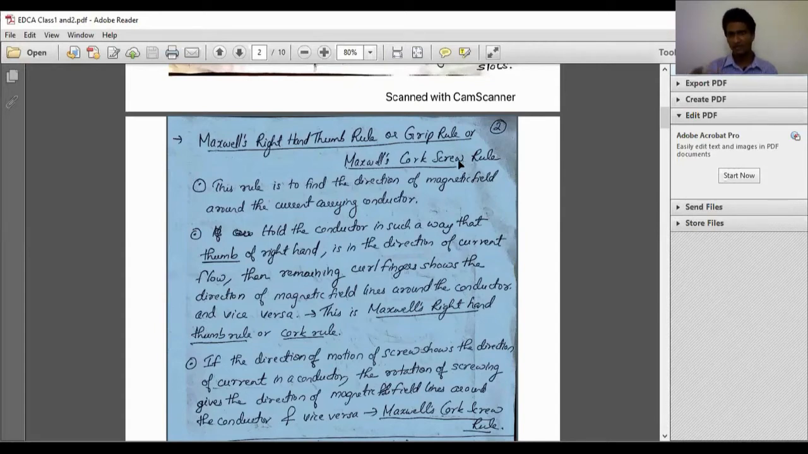If I remove a screw from a wall, the screw is moving outward, and the motion of the screw is in anti-clockwise direction, then the outward motion of the screw shows the direction of current and the anti-clockwise direction of the screw shows the direction of magnetic field. Hope it is clear for you.